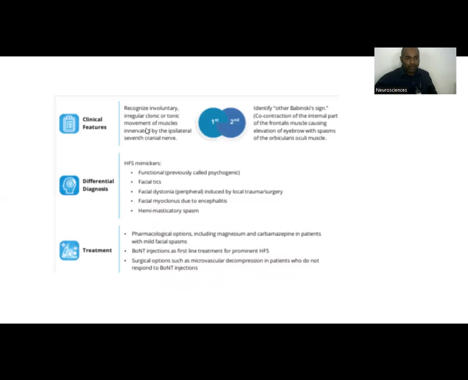Another important feature is the other Babinski sign. It is co-contraction of the inner part of the frontalis muscle causing elevation of the eyebrow with spasm of the orbicularis oculi. I'll come to the video of that. It can have various mimickers: functional, focal tics, focal dystonia, facial myoclonus, hemimasticatory spasm. For treatment, we can try carbamazepine. If not responsive, we can go for botulinum toxin. So we'll see a video of it first.